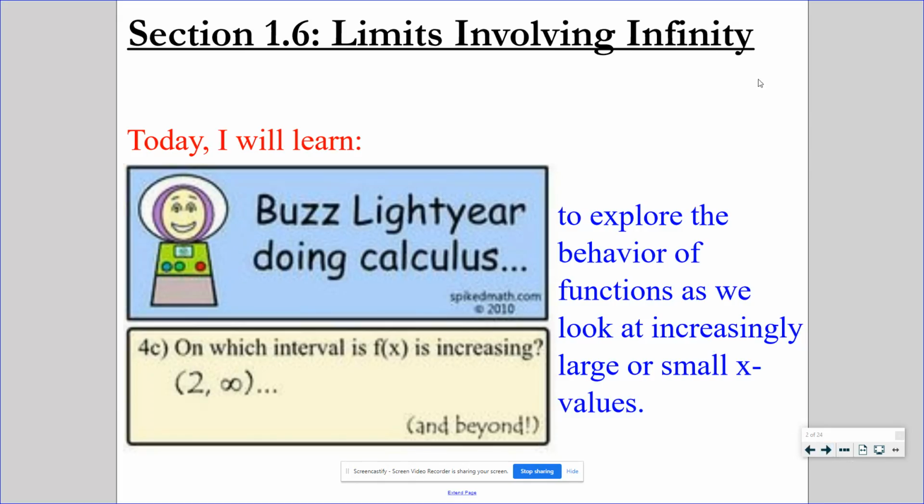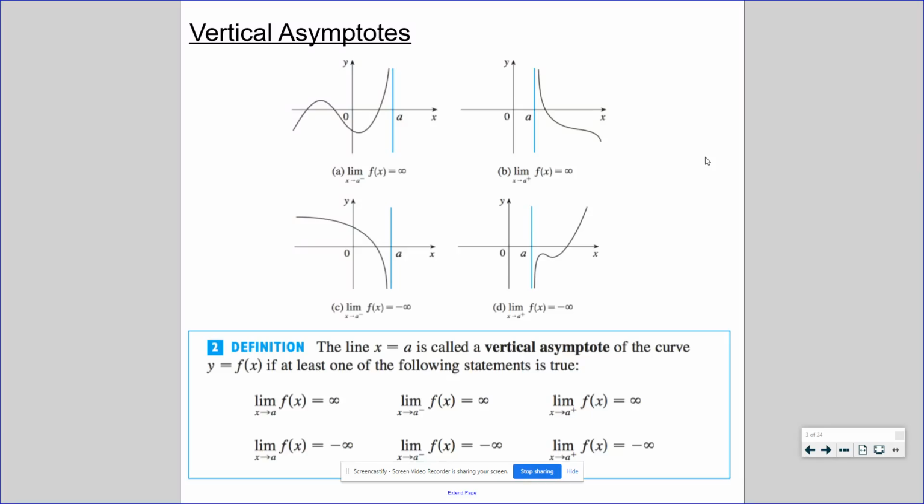Okay, today's lesson is limits involving infinity, and this is actually the last lesson in chapter 1. So next week you're going to begin reviewing the whole chapter, and you'll have a test at the end of the week. So in this lesson, we're going to spend a lot of time discussing asymptotes. And so what that means is we're going to be able to describe an asymptote and a graph using limits.